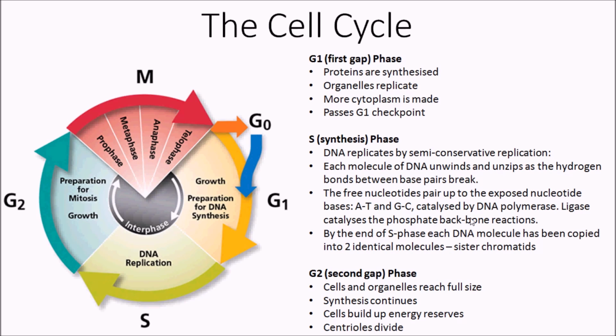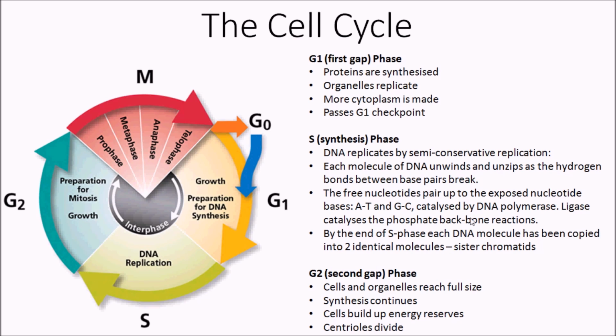phase. Okay, so the first gap phase, which is also known as G1, during that, proteins are synthesized, organelles replicate, more new cytoplasm is made, and at this point it's past the G1 checkpoint. And after that, the cell is cleared to move into S phase.